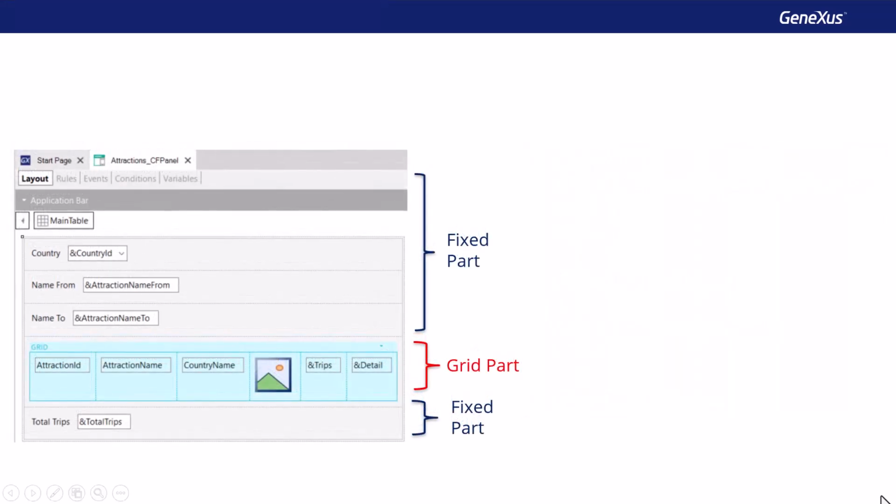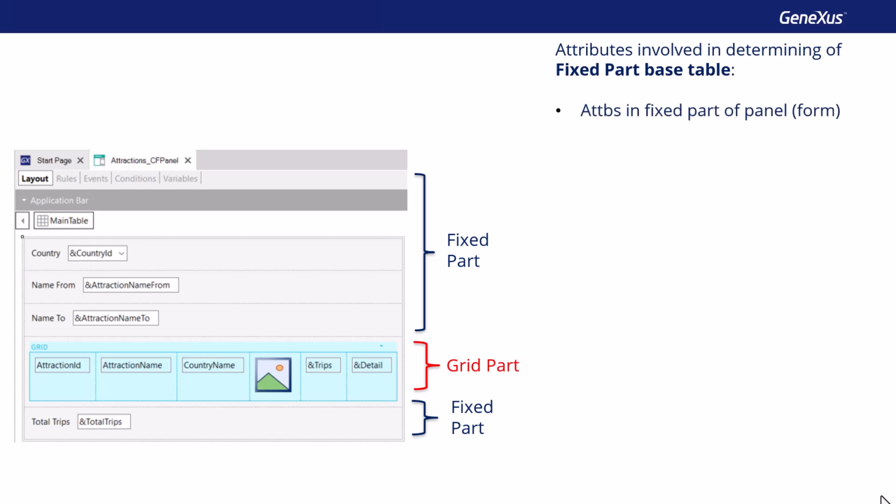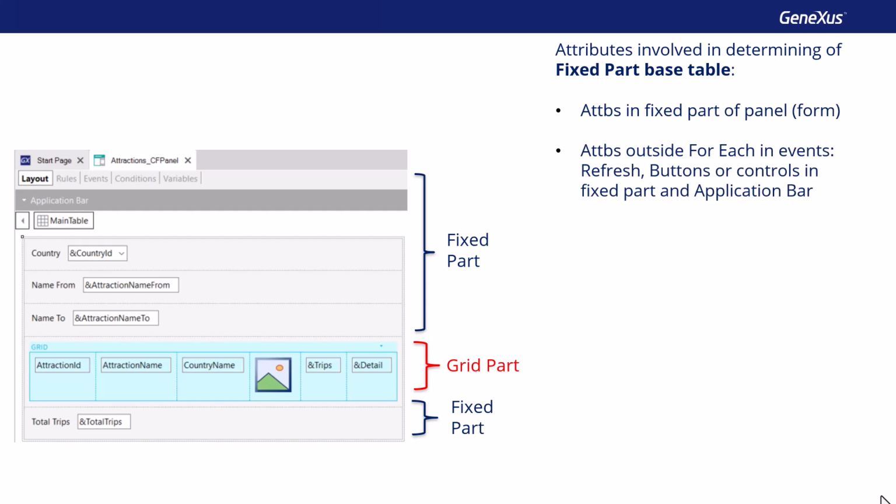In a panel object, the fixed part and the grid determine independent navigations, and each part will have its base table, as if there were two parallel for each commands. This creates an important difference with web panels. To determine the base table of the fixed part, the attributes that belong to the fixed part of the form, the attributes that belong to the events associated with the fixed part, as long as they're outside of for each command, in the refresh event, and events associated with buttons or controls of the fixed part, including those of the application bar, and also attributes of the tap conditions of the panel object will be taken into account.